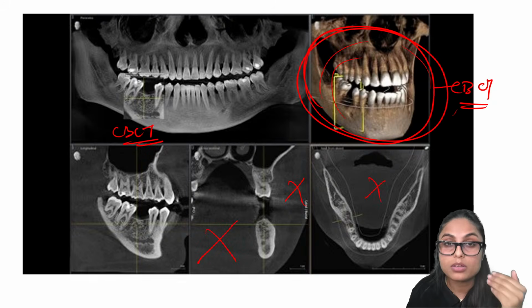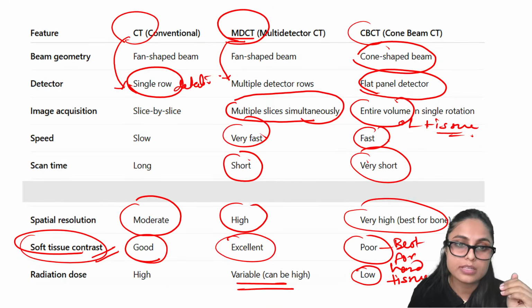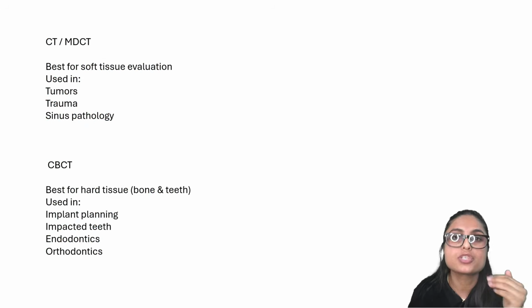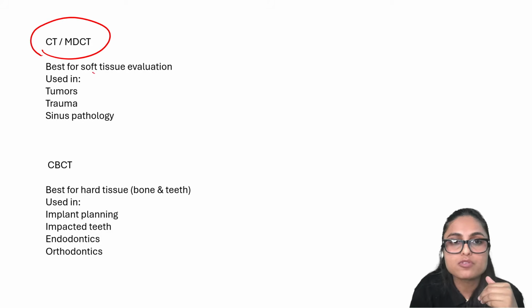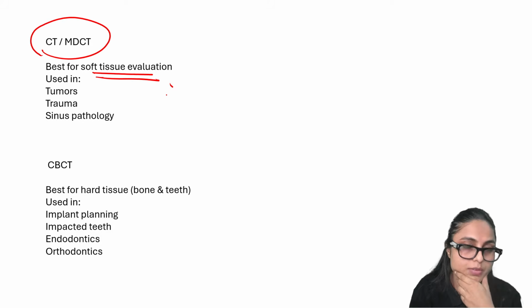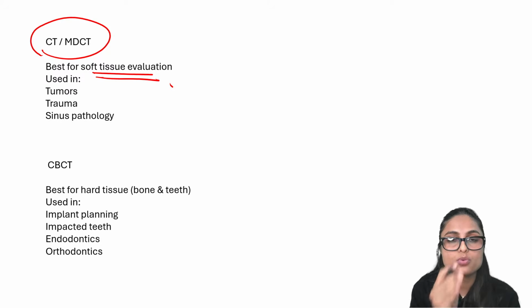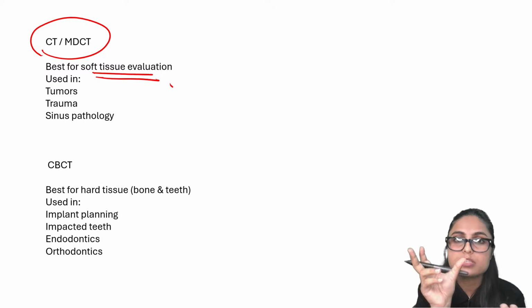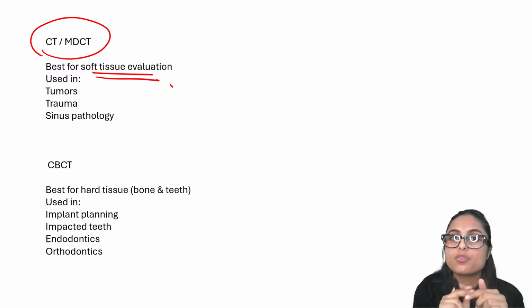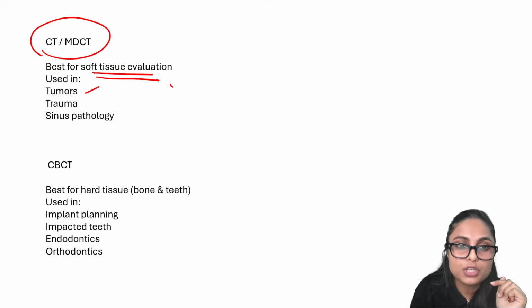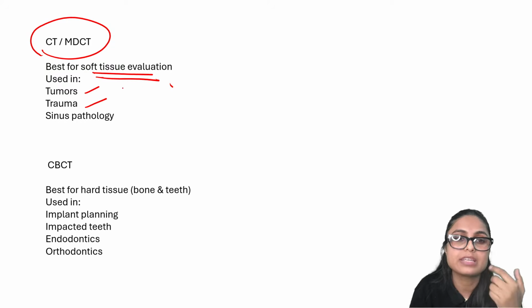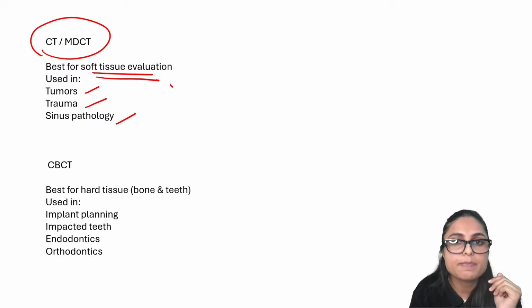Now, the indications of all these three are very important for you guys. CT and MDCT can be used for soft tissue evaluation. But if they ask you for soft tissue contrast or evaluation and give you the options CT and MDCT, go for MDCT for best soft tissue contrast. It can be used for tumors, for trauma, for detecting fractures, and sinus pathology.